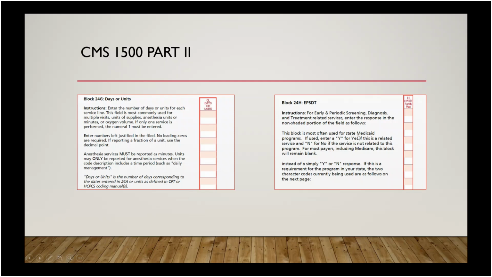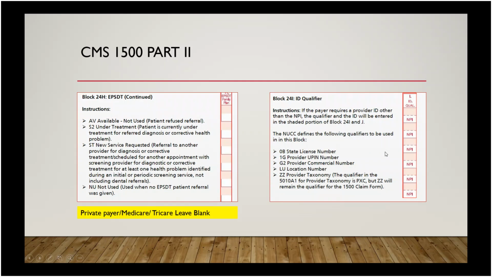For early periodic screening diagnosis, this block is used for state Medicaid programs. You enter a Y for yes if it's related to the service or a no if it is not. For most payers, including Medicare, it will remain blank. So again, this is going to be for Medicaid. 24H, private payer, Medicare, TRICARE, you're going to leave this blank again. There is some additional information as far as the AVS2, IST, and NU. So again, this is for Medicaid.